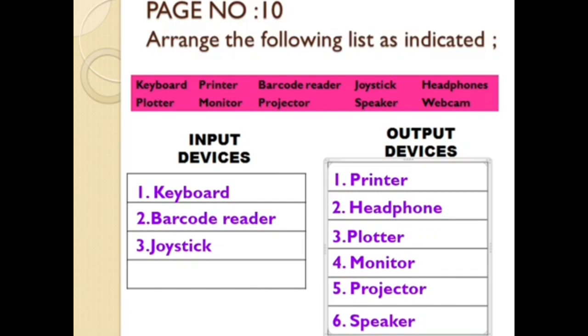The next one is webcam. So it will capture our face. So it is also an input device. Okay. Now see, keyboard, barcode reader, joystick, webcam. These are the input devices. This side, printer, headphone, plotter, monitor, projector, speaker are the output devices. Note down, children.